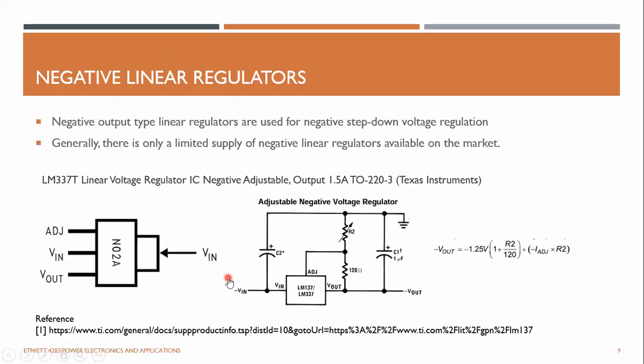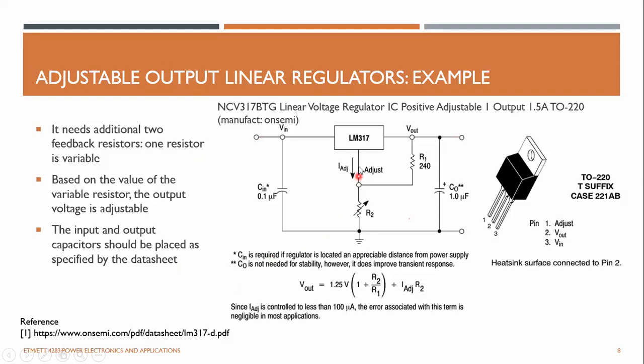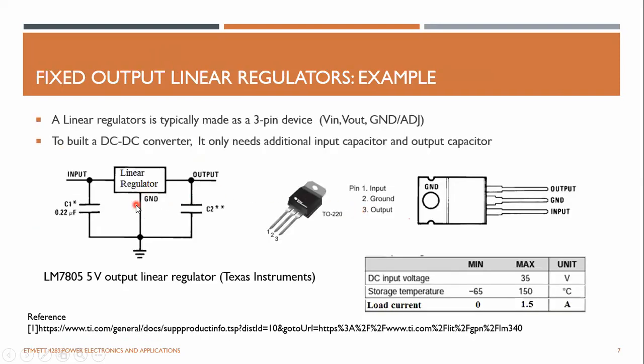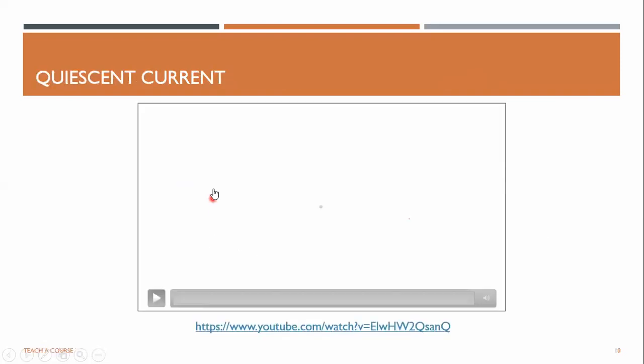There's a concept called the quiescent current of a linear regulator, which is the current that goes through this ground pin. We want to take a look at what that quiescent current is in this video.